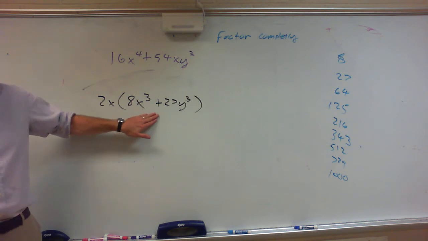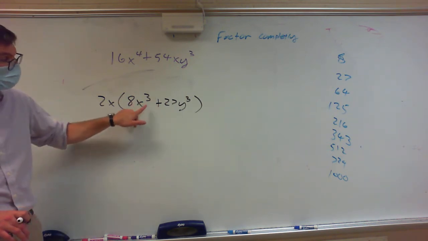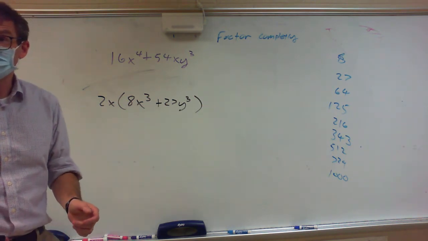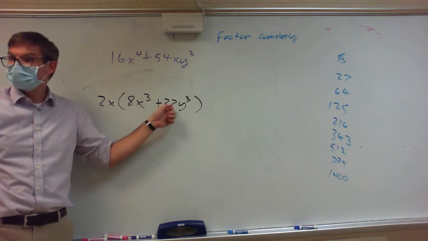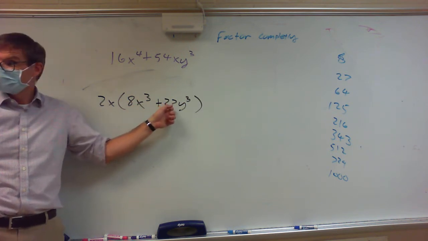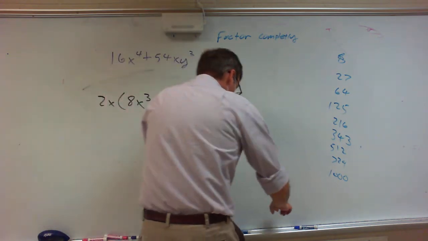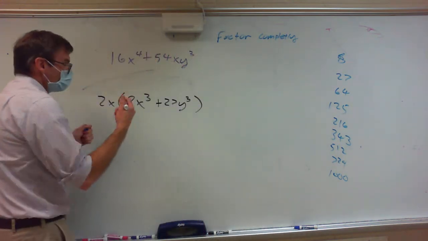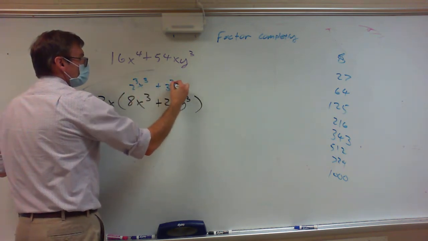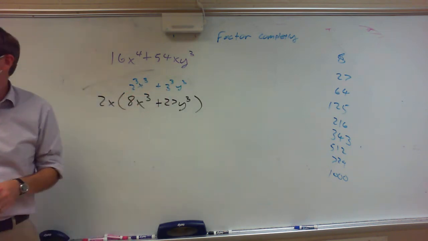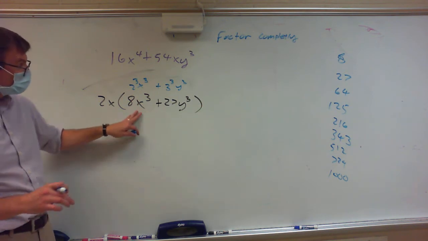Now, this is a sum of cubes, right? I expect everybody to look at this and say, well, I see the x cube and the y cube, so that part's obvious. But I also expect you to say, oh, 8 is 2 cubed and 27 is 3 cubed. Those are our perfect cubes that I expect you to know. And I want to go one step further. What I actually see in this is 2 cubed x cubed plus 3 cubed y cubed. The reason I see that is it's going to help me factor this, because this is a sum of cubes.